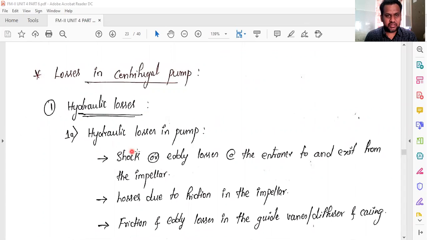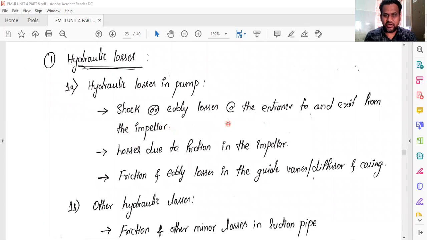Hydraulic losses: shock or eddy losses at the entrance to and exit from the impeller, and losses due to friction in the impeller. Obviously the hydraulic losses in the pump happen in the impeller portion and also in the casing. Because of shocks while the water enters the rotating impeller, an impact or shock is created, or we can call it eddy losses, generated at the entrance and also at the exit of the impeller. So at that location there will be some hydraulic losses.